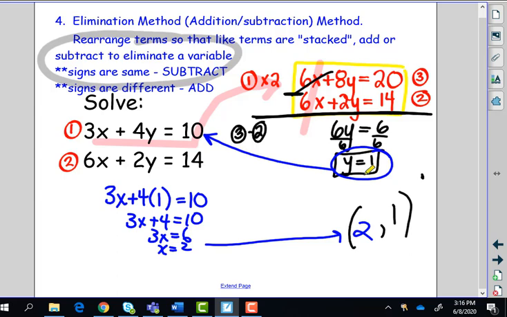Then I always ask one of my students to pick an equation, either the first one or the second one. Looks like they picked the first one. And so they're going to substitute 3x plus 4y. Here we found y was 1. So 3x plus 4 equals 10. And then that gives me my x value. So you already knew your 1 right there. And then you found your 2 by substituting it in after.